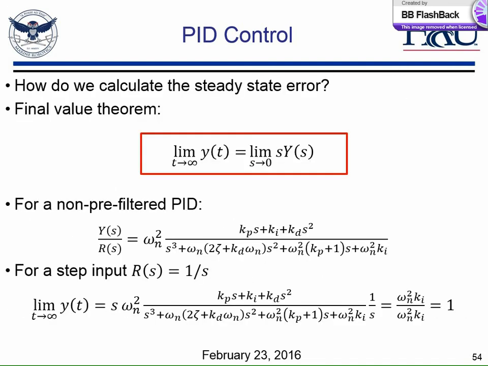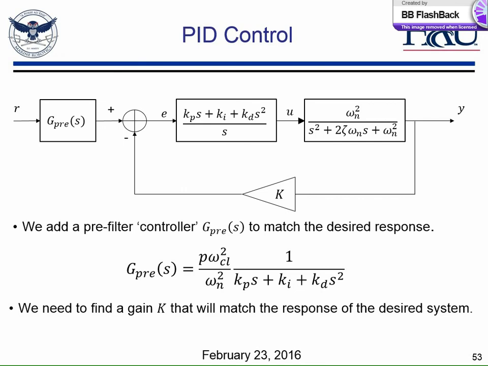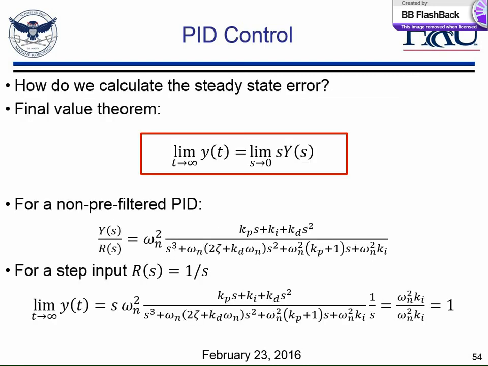We also need to find this K term that will match that frequency, right? So we have our pre-controller that'll make our system behave like the second order system, but now we actually have to find that K term. Are you guys familiar with the final value theorem? The limit as t goes to infinity of any function y of t is equal to the limit as s goes to 0 of the transfer function of that function times s.